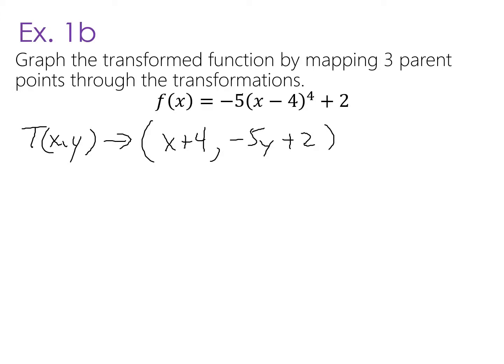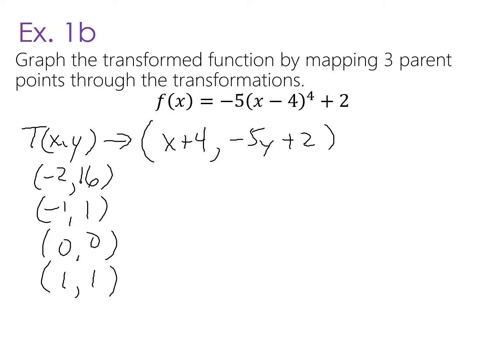And then our parent points, we just did them. Now I know in the question we only said 3. That's because I'm going to do all 5, but you only really have to graph 3 of them unless you really want to graph all 5, because the points could end up being really, really high or really, really low depending. So negative 2, 16, negative 1, 1, 0, 0, 1, 1, and 2, 16.